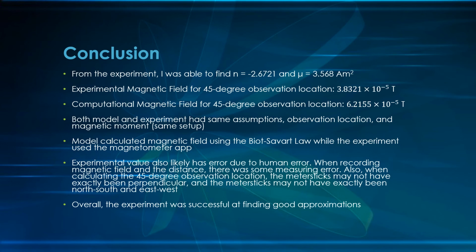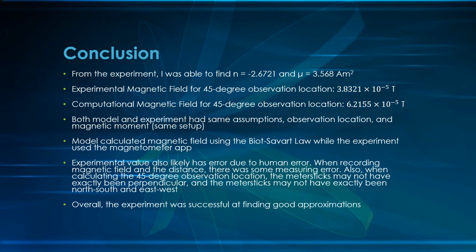From the experiment, I was able to find the values for n and the magnetic moment. Furthermore, I was able to calculate the experimental and computational magnetic fields for the 45-degree observation location as shown. Both the model and the experiment had the same assumptions, observation location, and magnetic moment, so the same setup. However, the model calculated the magnetic field using the Biot-Savart law, while the experiment used the magnetometer app, which is why there's a difference in the values.